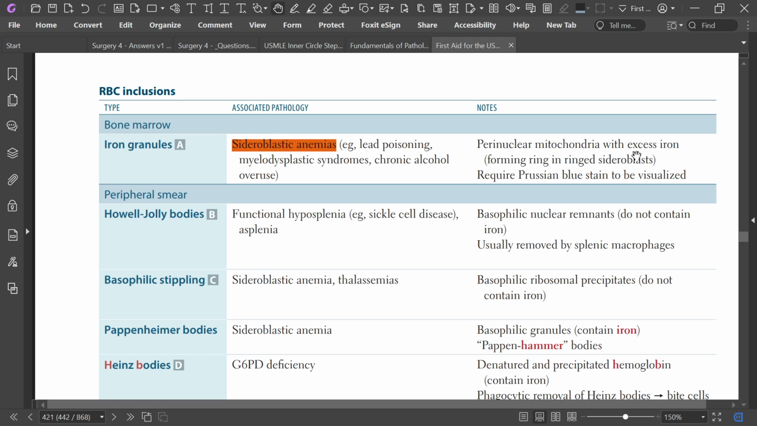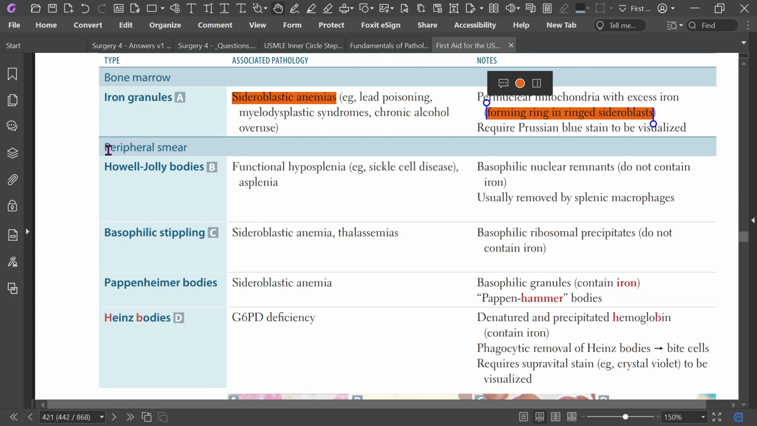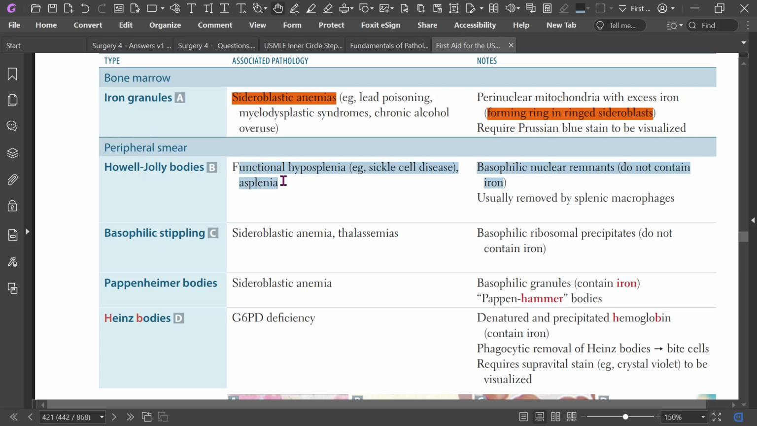Okay, iron granules: perinuclear mitochondria with excess iron, forming ring sideroblasts, require Prussian blue stain to be visualized. And then in the peripheral blood smear, Howell-Jolly body is seen in functional asplenia, like sickle cell disease, and asplenia.